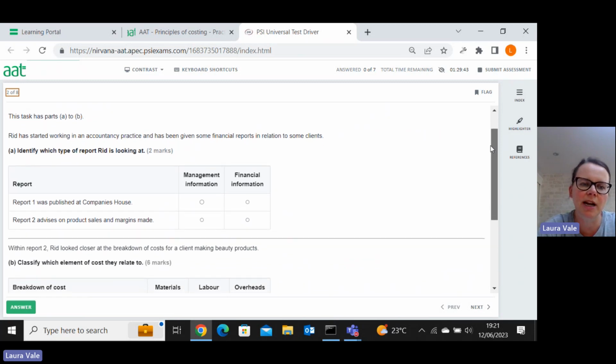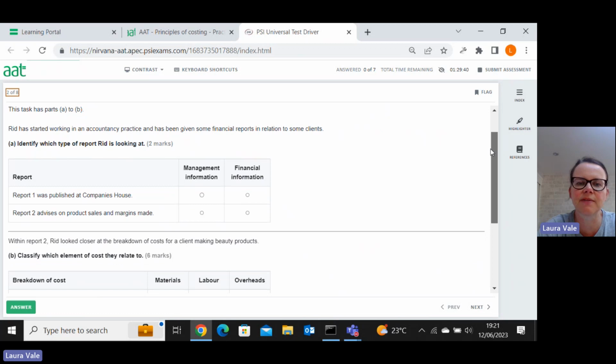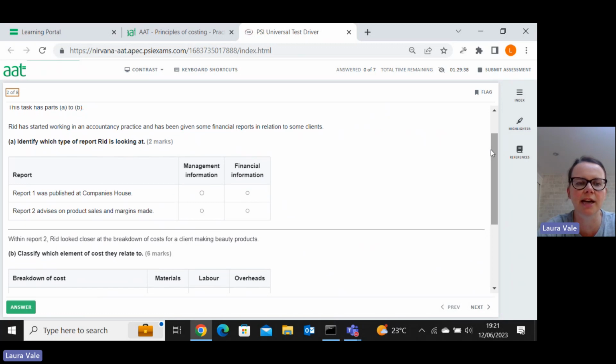So Rid has started working in an accountancy practice and has been given some financial reports in relation to some clients. Which type of report is Rid looking at? Report 1 was published at Companies House. So we know that all limited companies have to file their statutory accounts with Companies House each year. That's the statutory accounts, so it's financial information, used by external parties to aid their decision making.